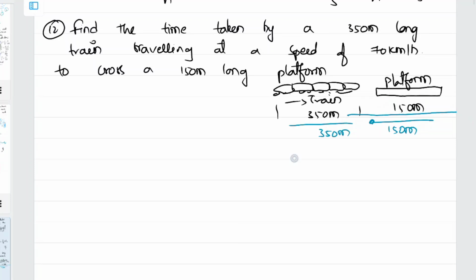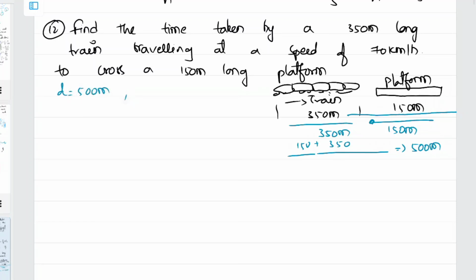Platform plus train, 150 plus 350. In total, how many meters should it travel? 150 plus 350, 500 meters. So the distance it should travel is 500 meters.